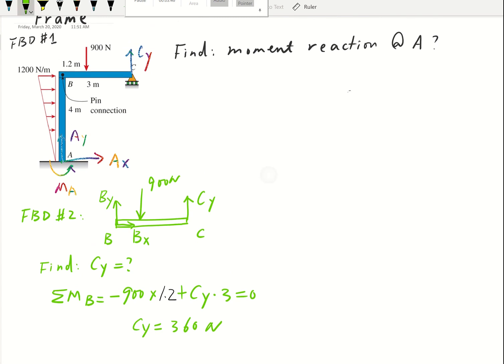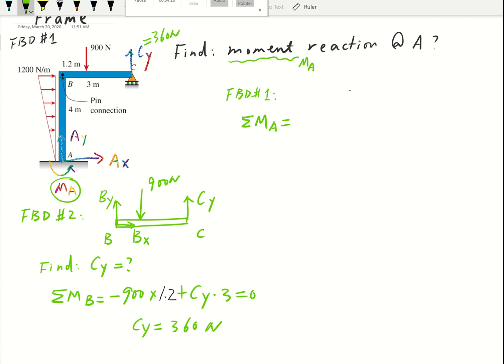Now, like we have brainstormed earlier, if we know CY, we can go back to our FBD number 1. So we see CY is actually a known number now. It's 360 Newton. And what we're trying to look for, it's moment reaction. Basically, they want you to find the moment at A. And they do not need you to find AX and AY, only MA. So in FBD number 1, how do we find MA in one equation? That's right, we're going to do sum of all the moments at A, okay, for this entire frame.